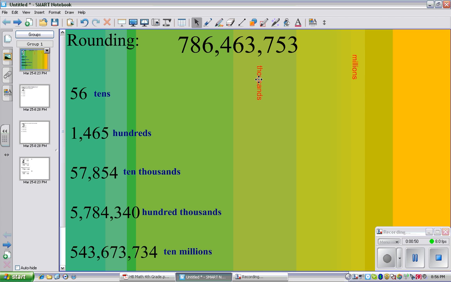So I'm going to put a thousands place there. Our second comma is millions. So I will move the millions over to there. And remember our pattern, ones, tens, hundreds? That pattern is going to repeat, but we're just going to add an extra word, either thousands or millions.